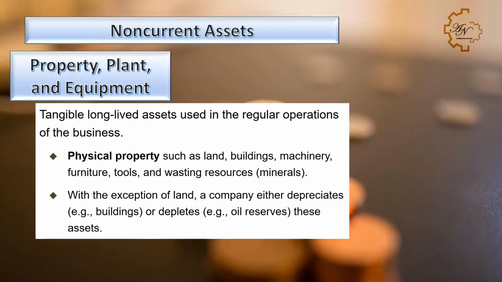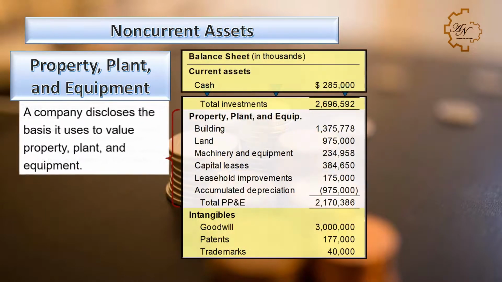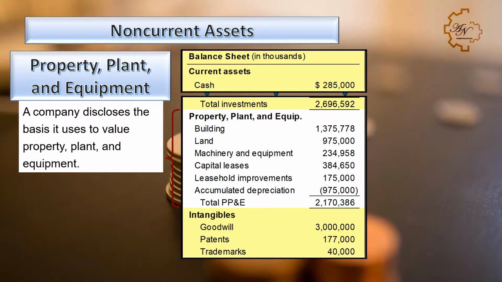Property, plant, and equipment. Tangible long-lived assets used in the regular operations of the business. Physical property such as land, buildings, machinery, furniture, tools, and wasting resources, minerals. With the exception of land, a company either depreciates, for example buildings, or depletes, for example oil reserves, these assets.